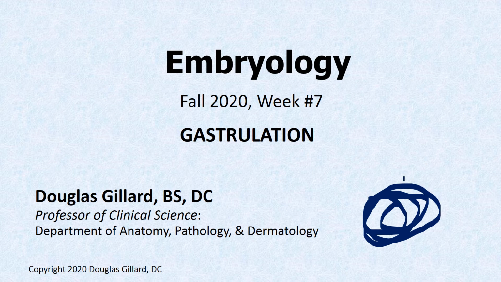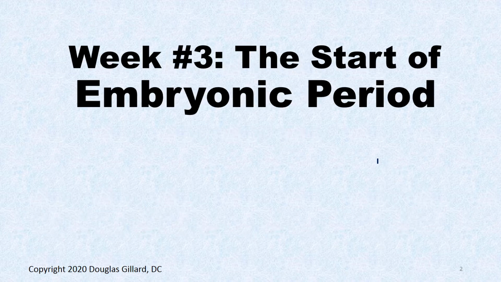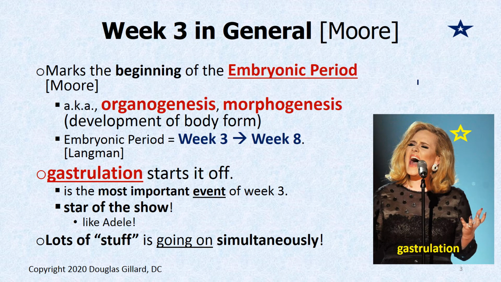So here we go. We're creating the germ layers today. I know you're so excited about that. All right, we have started week 3, so we're finally done with week 2, and we're also starting the embryonic period. So, this marks the beginning of the embryonic period, week 3. Some AKAs for that: organogenesis, morphogenesis, and this period will start at week 3 and go through week 8. And the star of the show in this very important week is a process called gastrulation.